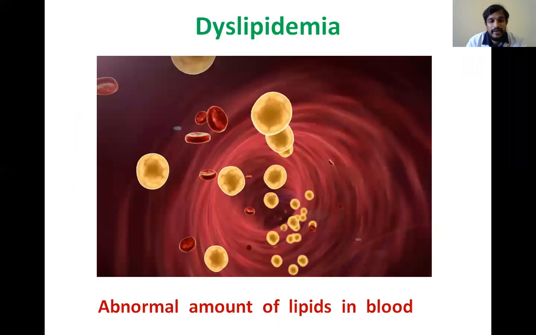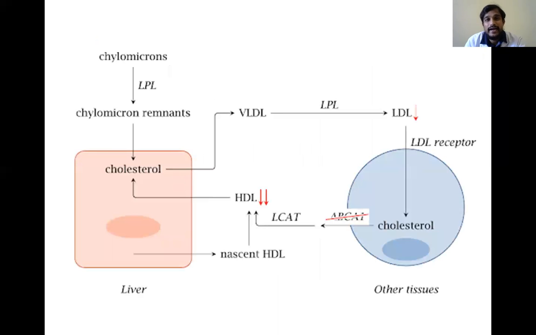Next is dyslipidemia, abnormal amounts of lipids in the blood. We know in normal cholesterol metabolism, cholesterol is moved from the liver to the peripheral tissues by the LDL, and from the peripheral tissues to the liver by the HDL, which is also assisted by LCAT. Okay, this is the normal mechanism. So when there is any disturbance in this normal lipid metabolism, it leads to lipid abnormalities.